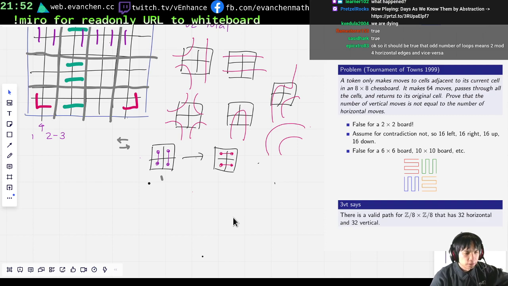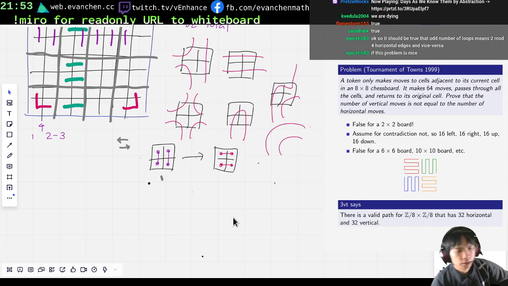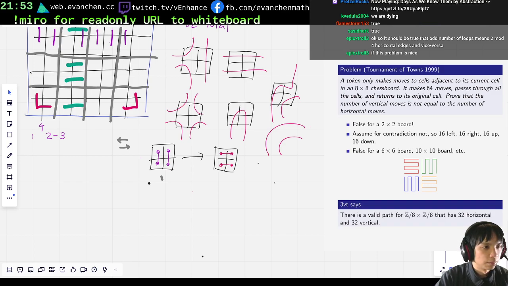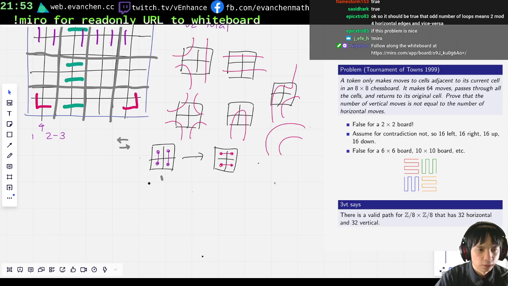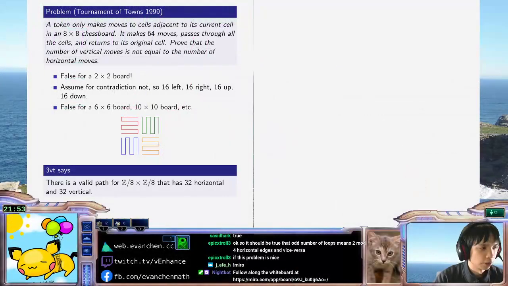I think we should try to prove a statement about the number of loops, and I don't know how to do it. But we're running out of ideas, so screw it. Let's try it. So forget loops, forget everything. Claim: odd loops if and only if the number of horizontal edges is 2 mod 4. Because I'm running out of ideas.